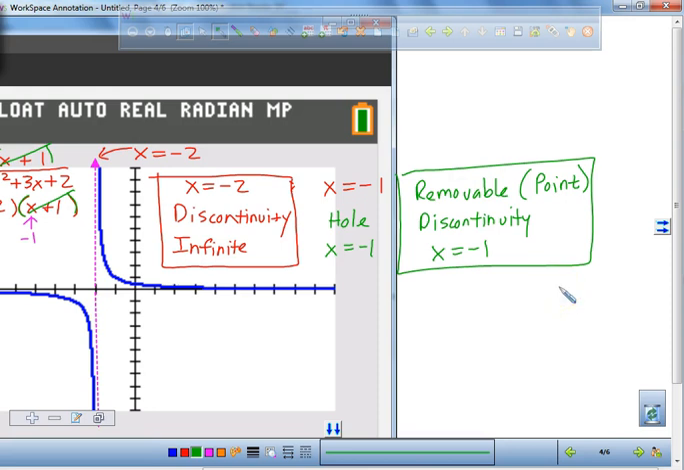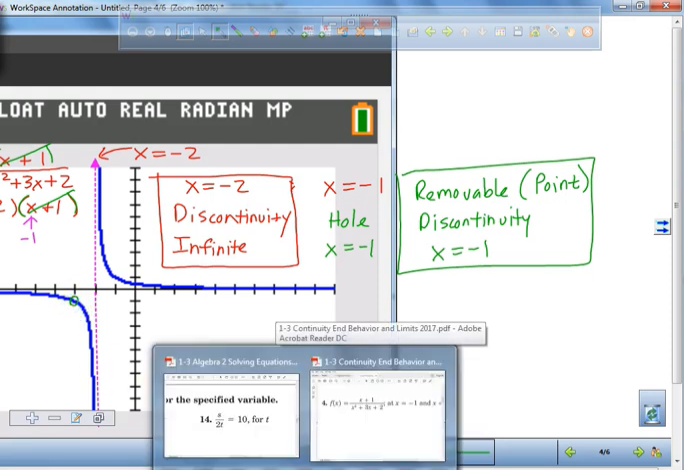Now, how can I represent that in a drawing? Please represent this in a drawing. At negative 1, right here. You see where x is negative 1 right there? What I want you to do is go down here in your paper, just put a little hole in your graph right there.